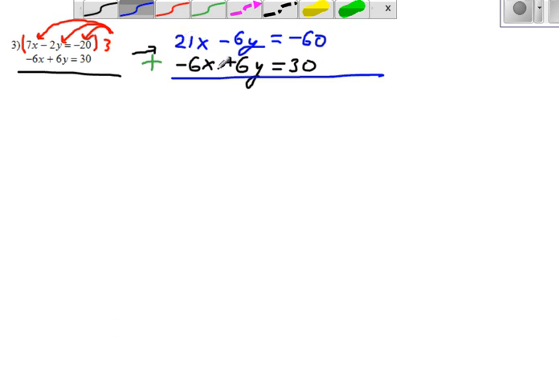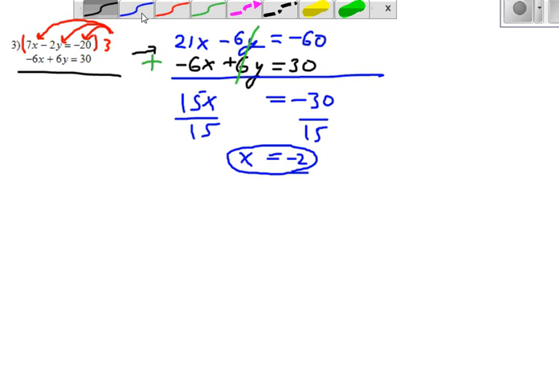Positive 21 minus 6, nothing funny there. I know we say add, but really you're just following the signs. If it's positive 21 and negative 6, that's going to make 15x. Over here, those cancel. You can cross them off if you like. Over here, negative 60 and positive 30, we get negative 30. Right here, what number times 15 is 30? Well, that's just 2. If we divide both sides by 15, we get x is equal to negative 2.